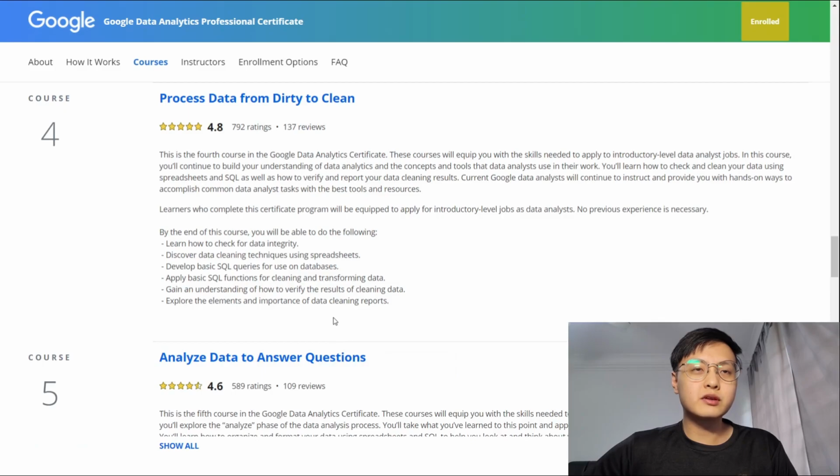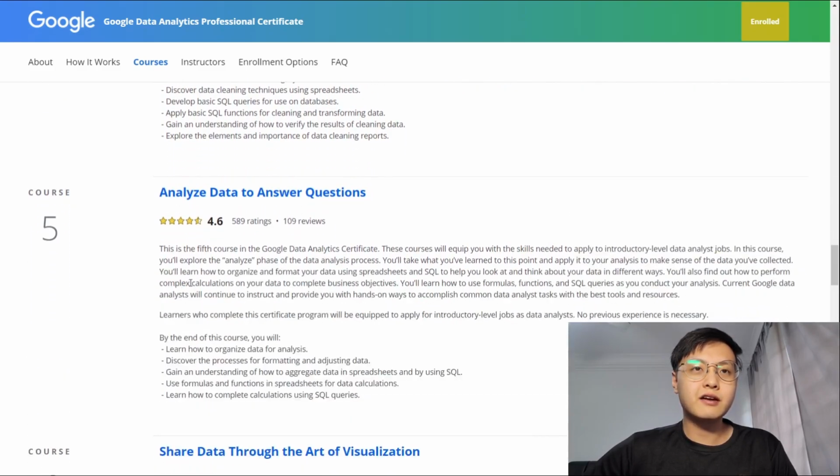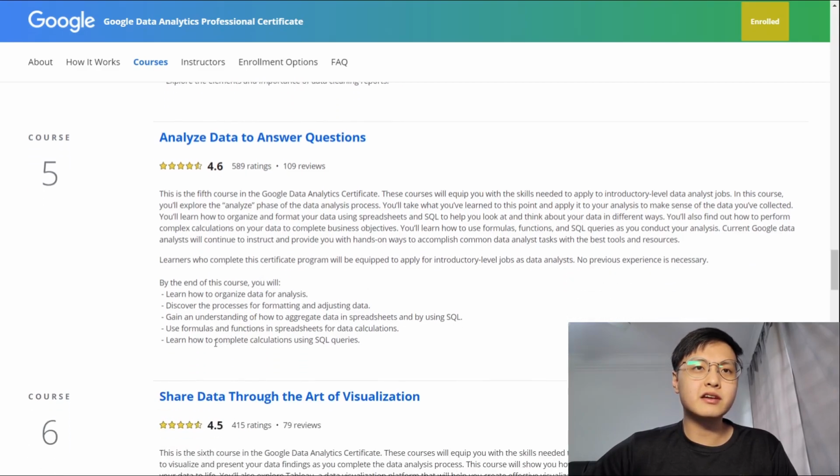Let's look at the next one. Analyze data to answer questions. I've not actually attempted this course yet, but by looking at it, it says there are complete calculations using SQL queries. So this is quite useful to know more about in-depth queries for SQL. This can really put you at the front line of all the job applicants out there when applying for your first data analyst job.